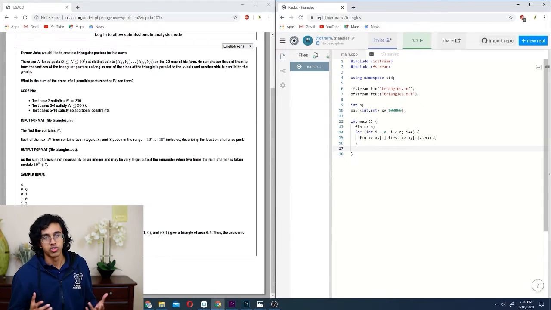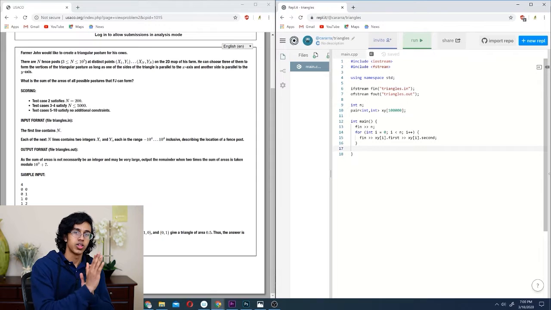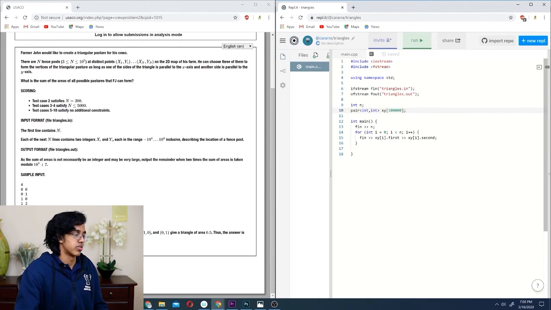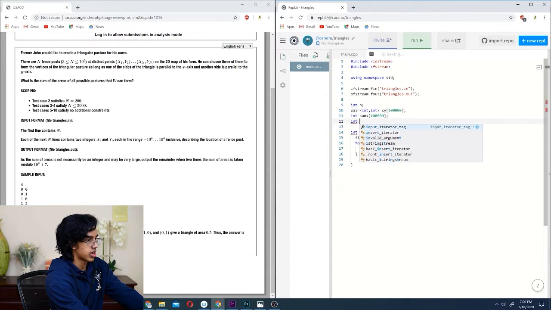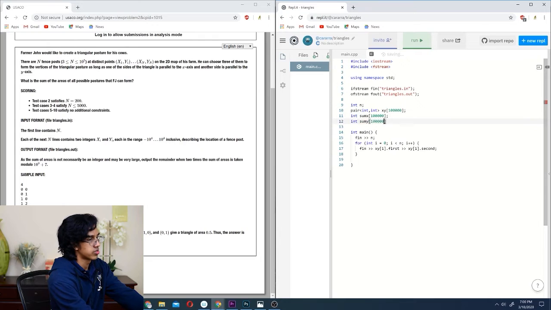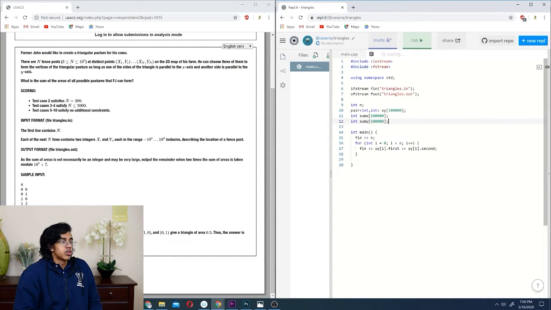So basically the way we're going to do it is we're going to store the sum of all the vertical edges that end on a certain point, and all the horizontal edges that end on a certain point. So we'll call the vertical ones y edges and the horizontal ones x edges. So int sum x for each point, and then int sum y 100,000 for each point. Now the problem I see right now is that it's hard to associate which point is which point.